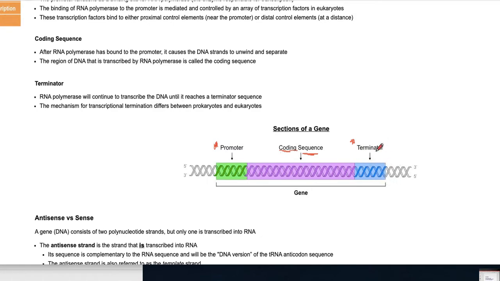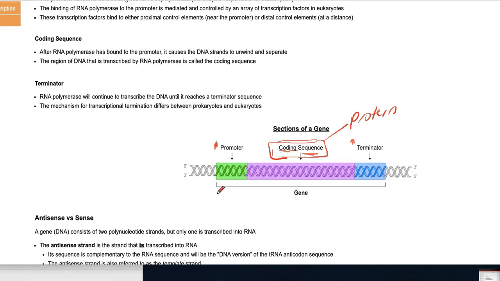So that's the difference between coding sequence and non-coding. So think of a coding sequence as that section of the gene that will eventually end up as a protein because it will undergo transcription and then translation. And then these terminator and promoter regions that are the non-coding regions will undergo transcription but will not undergo translation, so therefore will not make any proteins.